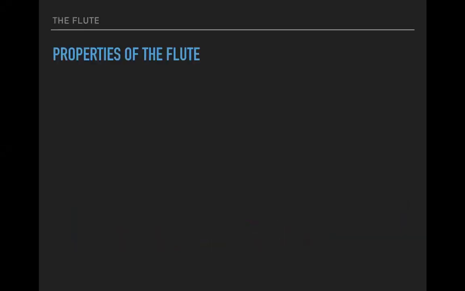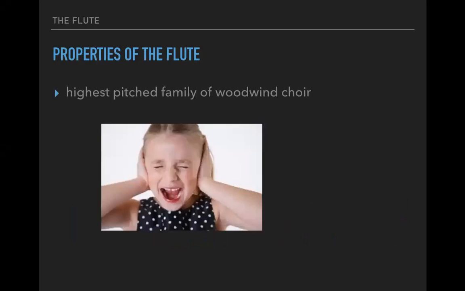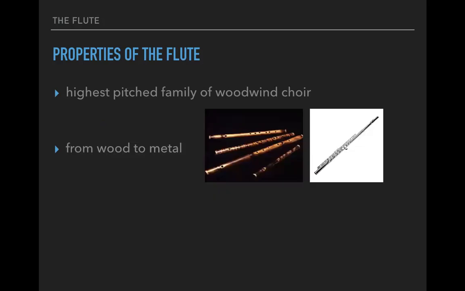The flute family. Properties of the flute, of course, you know already. Highest pitch family of the woodwind choir. This is how we get into the upper range of the piano, let's say, or if we go into piccolo range, how we can ascend to the very top of the piano range. Of course, traditionally, historically, we're talking about a move from wooden-made instruments to instruments made of metal, which of course contributes to a louder sound overall, a more piercing sound in the modern orchestra.